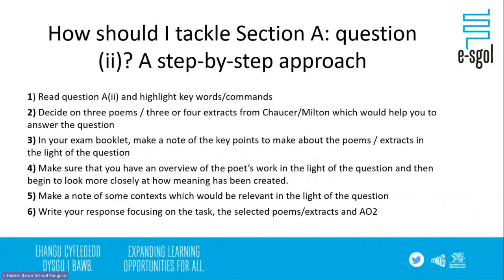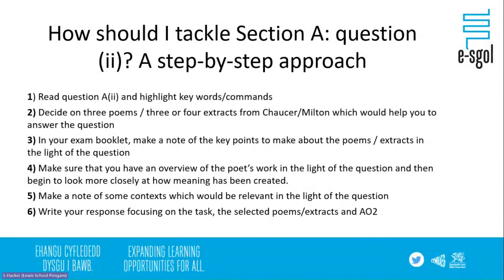Again then, let's have a little look at a step-by-step approach to this question. So just like question 1, we read the question and highlight the keywords and commands. You are going to be asked to look for a specific theme or idea that is presented by the poet or the writer. And you need to make sure that you fully understand what it is the question is asking you to look for. You need then to decide on 3 poems or 3 to 4 extracts from Chaucer and Milton, depending on what you've studied, which will help you to answer the question.